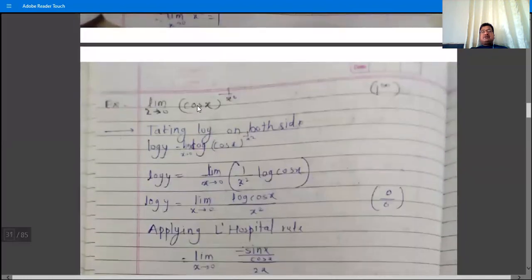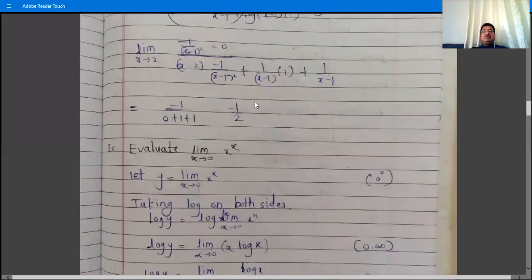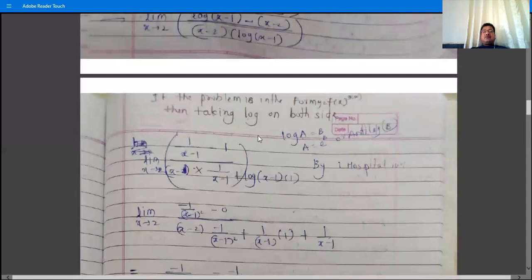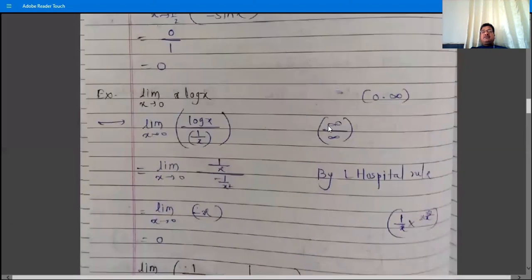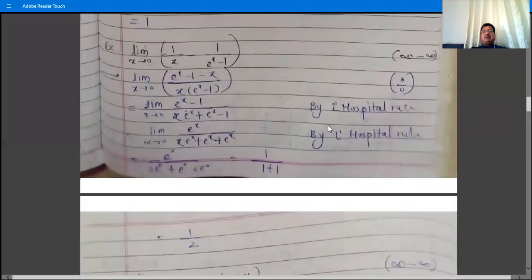So if you observe the next problem, cos x raised to 1 by x square, that is function of x raised to function of x. So we will solve these problems of function. If the problem is in the form f(x) raised to g(x), then take log of both sides. So if the problem is in this form, that is you have to find the limit of the function of the type f(x) raised to g(x), function of x raised to function of x, then take log of both sides. So we will solve such a type of problems in the next lecture.